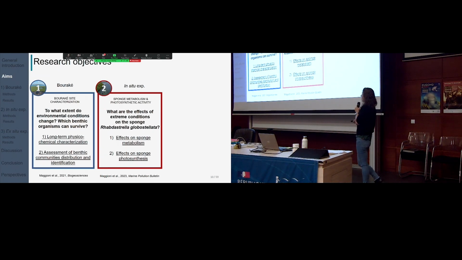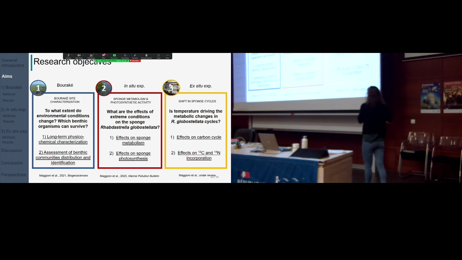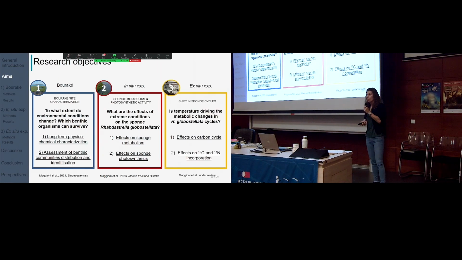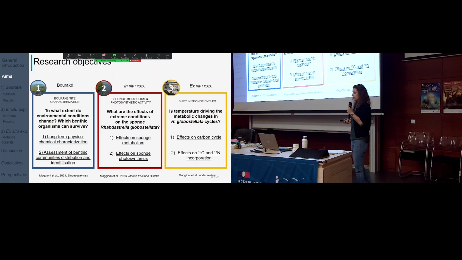The results of these aims highlight that temperature could be one of the main drivers of sponge carbon change. Then, my third aim was to perform an experiment in aquarium to test the effect of temperature alone on sponge carbon and nitrogen cycles and their incorporation in sponge tissue. Here I use sponges from Bouraké and sponges from a control site.